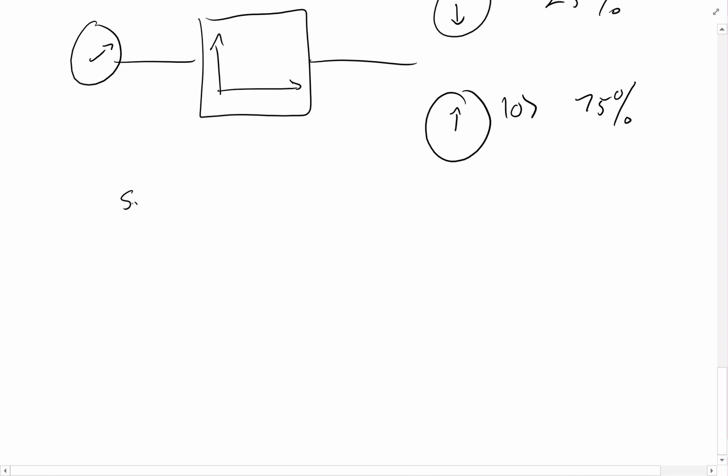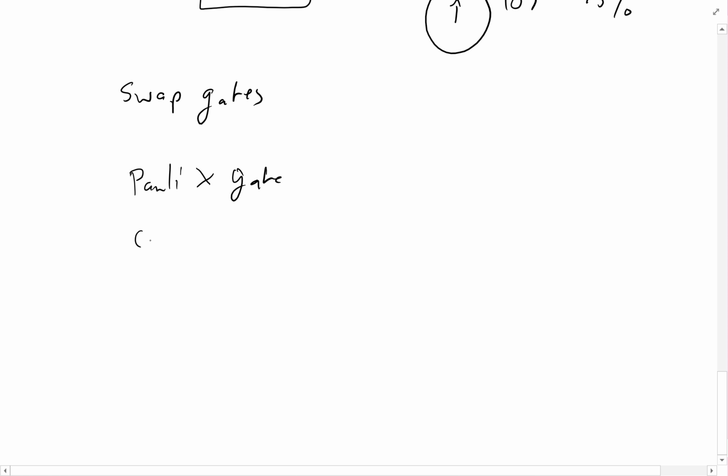Other gates include the swap gate, which swaps two qubits, the Pauli X gate, which inverts a qubit, and control gates, which increase the quantum complexity of the system.